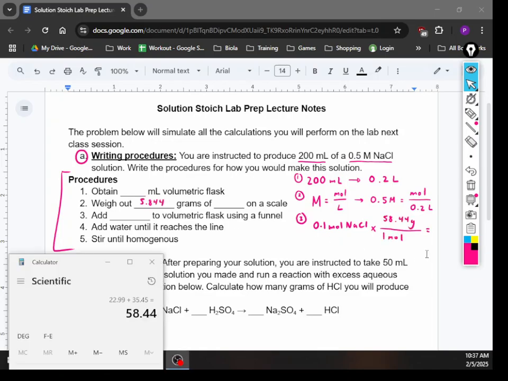All right, guys, so you should have got 58.44 for the molar mass of NaCl. Pretty simple. You just find Na and Cl on the periodic table, add them up. You put them on top of the fraction, 58.44, and then you just multiply 0.1 times 58.44, and that's going to give you your grams of NaCl, which is what we put in the blank on step two.